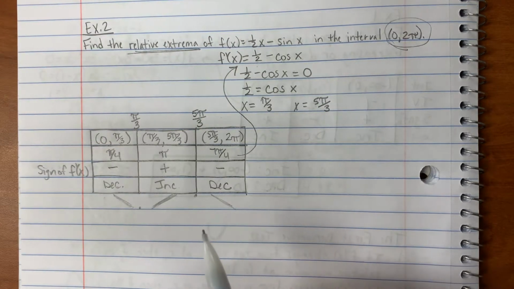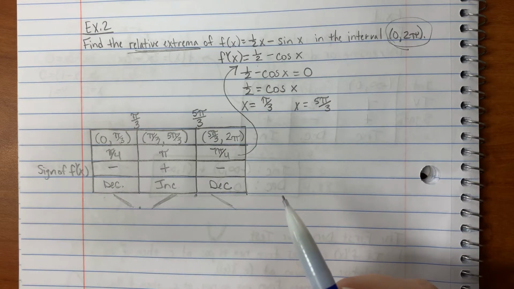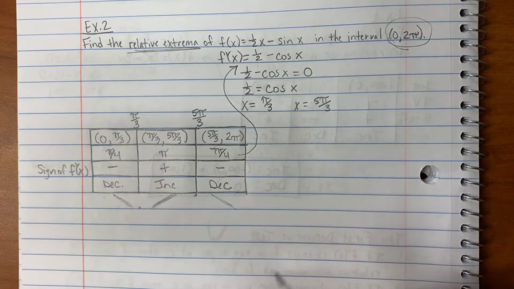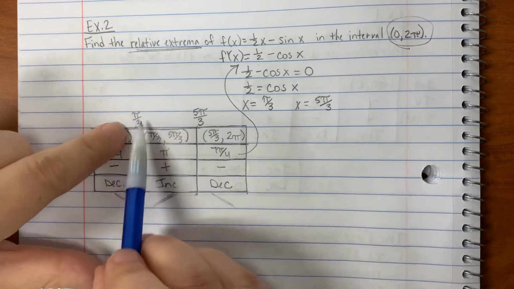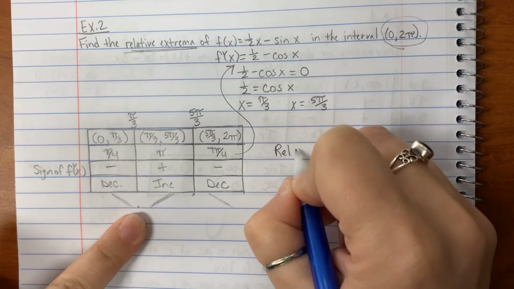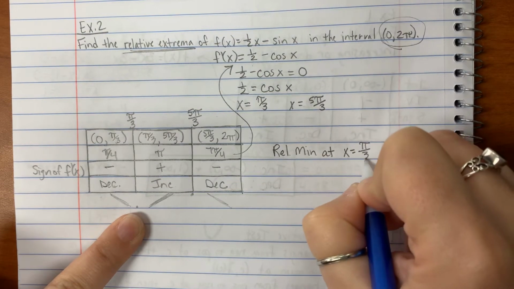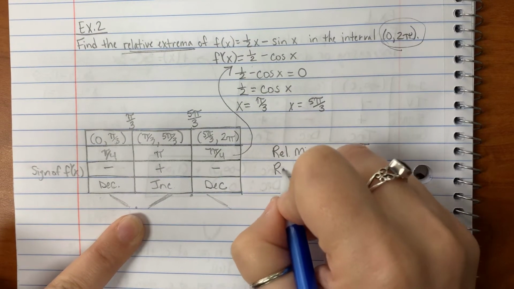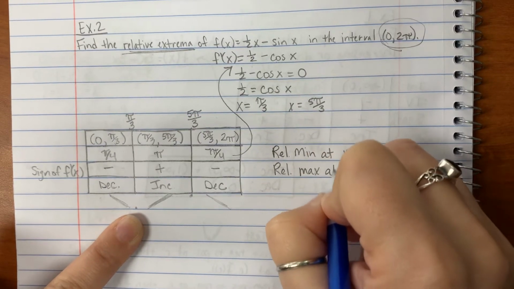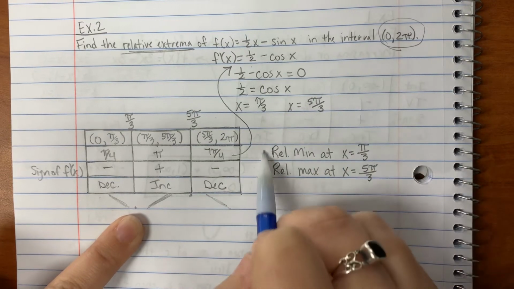Now the other thing, let me check and make sure, they are wanting an actual point, I believe. So let me check. No, they just wanted the value where that was happening. So they just said there is a relative minimum at x equals pi over 3 and a relative maximum at x equals 5 pi over 3. So you could write it that way.